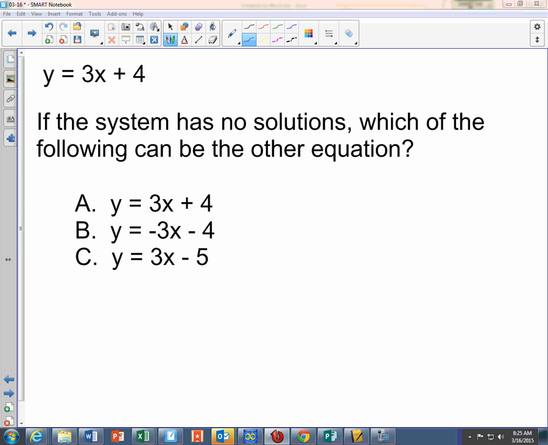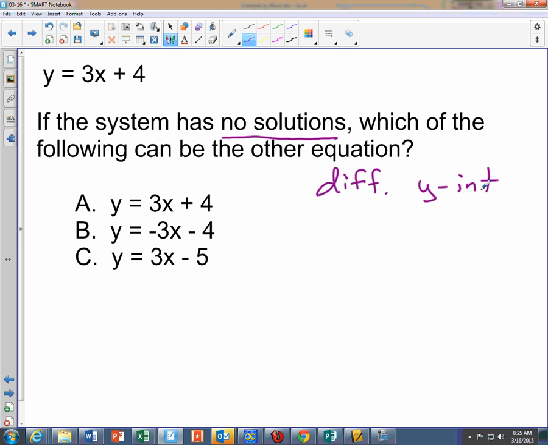Anthony, ignore the equations for just a second. It says we want something with no solutions. Agreed? What do I have to have, Anthony, for it to have no solutions? A different y-intercept. And what else, though? The same slope. Okay? Again, those are your notes at the very first screen. So, we're looking for same slope. What is the slope in y equals 3x plus 4? Class, what's the slope in y equals 3x plus 4? 3. The slope is 3.